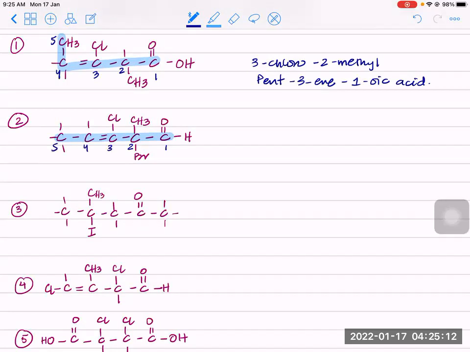Once we have this, let's name it. Always put the halogens first. Now you have a bromo and a chloro. Which one will you put first? Alphabetically, you will put bromo first. So this will be 2-bromo, 3-chloro, and now you have an aldehyde. So you've written 2-bromo, 3-chloro. Then we have an alkyl on carbon number 2. So 2-methyl. Now 5-carbon, so that will be pent.